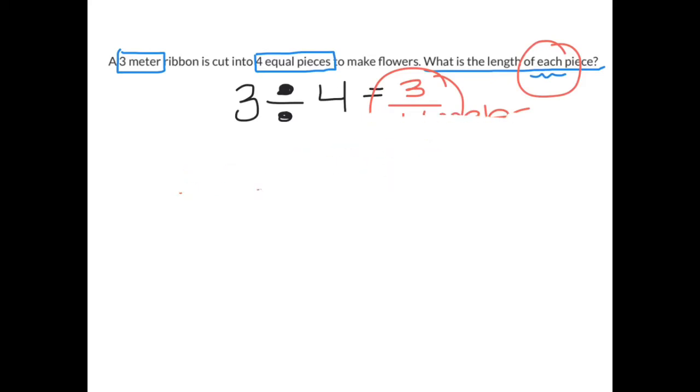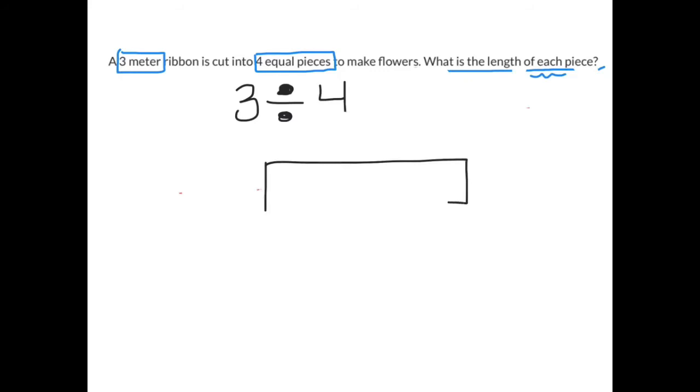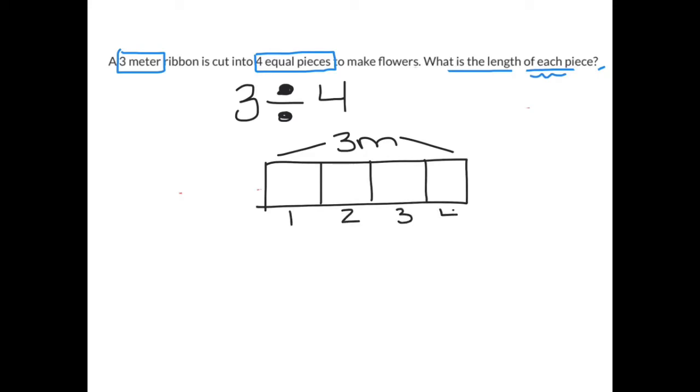For those of us who are ready, or who are more comfortable with tape diagrams, let's take a look at how that would look with a tape diagram. So I know my total is 3. So my total is 3 meters. And I'm taking those 3 meters and I'm cutting it up among 4 flowers. So this would be flower 1, flower 2, flower 3, flower 4. So I'm trying to figure out the length of one piece of ribbon that's going to one flower.